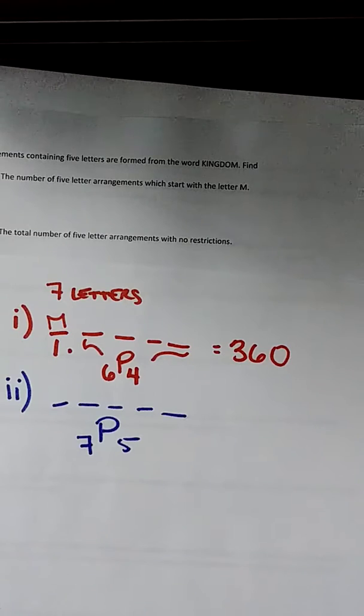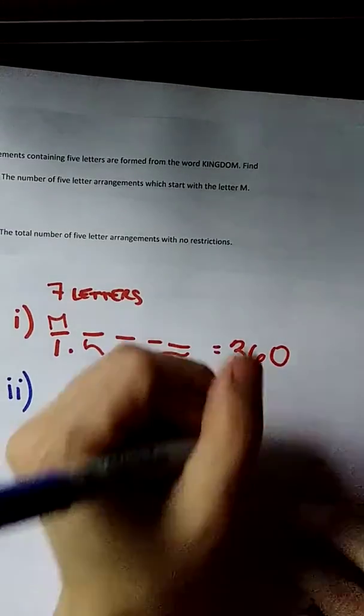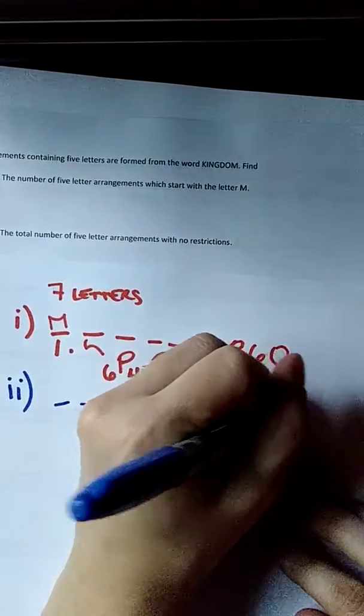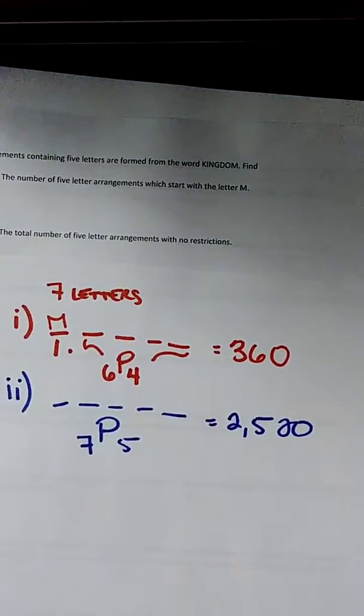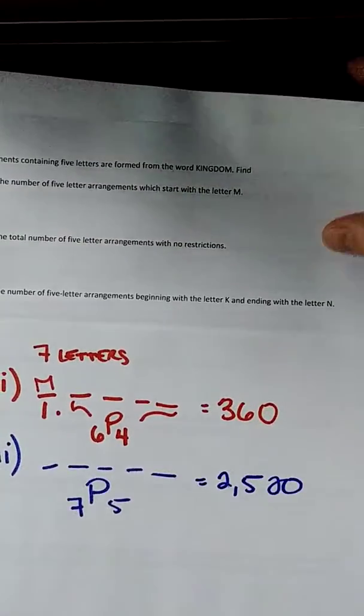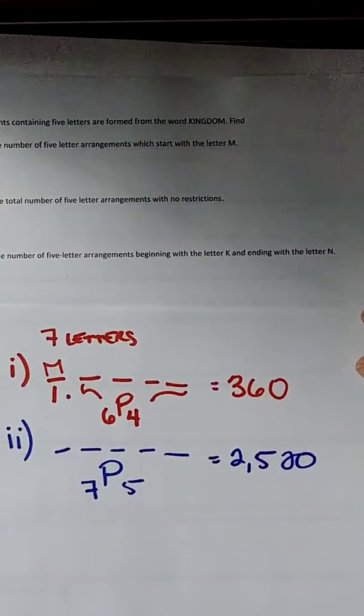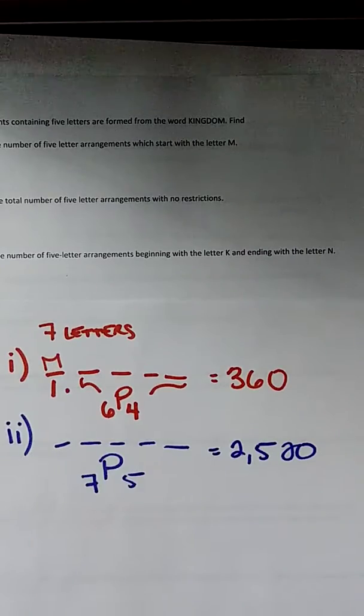We're going to type this in the calculator. Maybe on the third try. Third try is a charm. There we go. 7P5, and the total number of permutations for that is actually going to be 2,520 permutations.